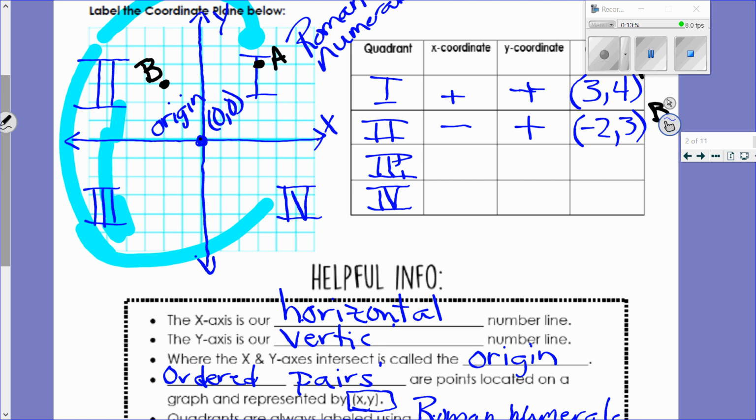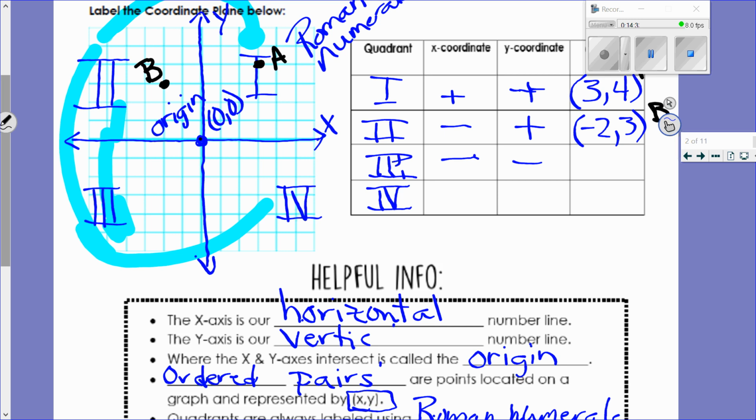Now we're down to quadrant 3, down here. So what is going to be the value of my X coordinate? Dom? Why? Still to the left of 0, right? And our Y coordinate, what do you think, Talia? What about the Y coordinate? Negative. Because it's down. Guys, it's that simple, but you need to understand that.